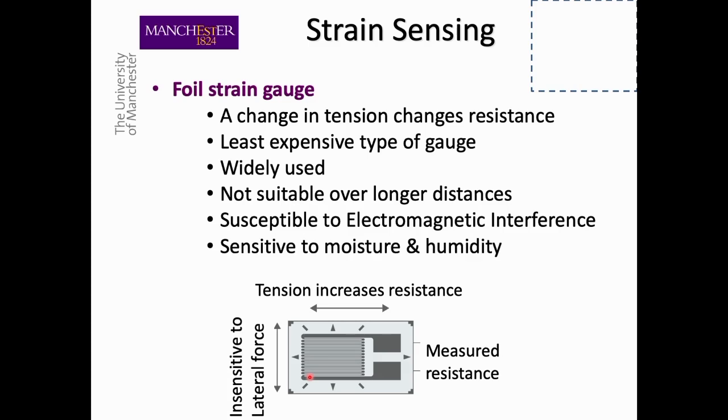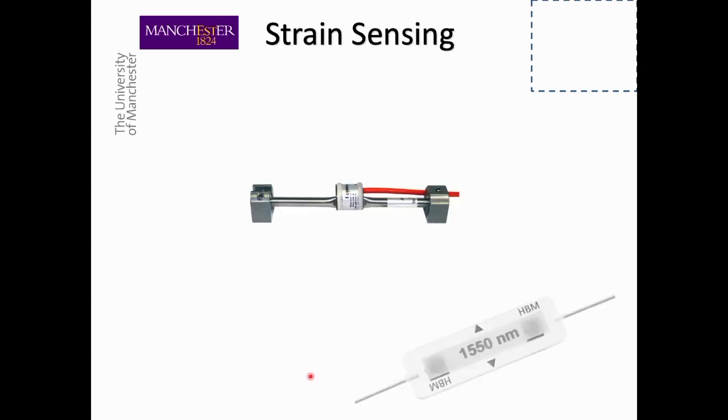They're also sensitive to moisture and humidity, unsurprisingly. We've got a conductive grating. If you get moisture in there, then you're going to change the conductivity. They're usually sandwiched within a mylar sheath to protect them. There are other types of strain gauges that we can see here.